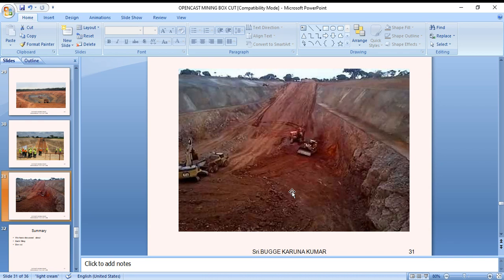Concluding the box cut activity. Box cut is an important phenomenon, nothing but the initial inclination. What is the inclination, and what is the shaft, which is essential for underground mining? Box cut is that much of a priority as far as the open pit, the open cast mine, is concerned.